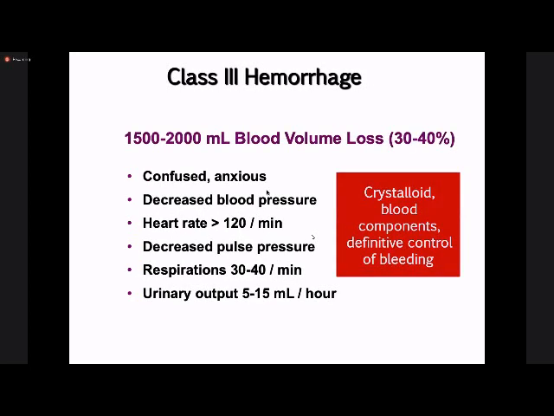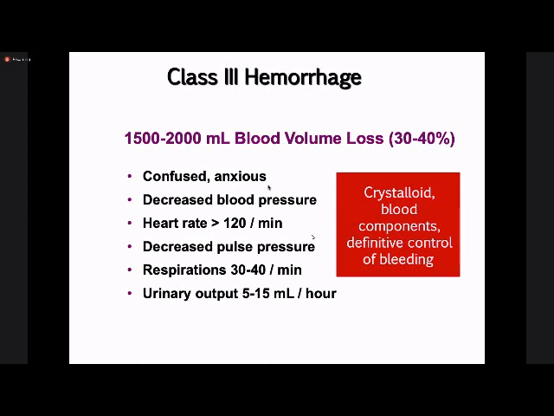But in classes 3 and 4 hemorrhage, the patient has lost more than 30% or a third of the blood volume. Patients are going to be confused, anxious, tachycardic, tachypneic, and hypotensive. So these are the patients who will require blood.